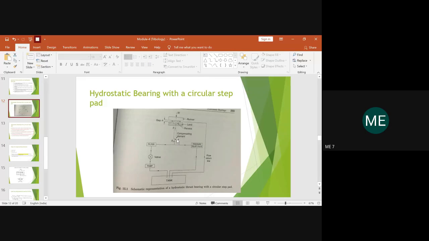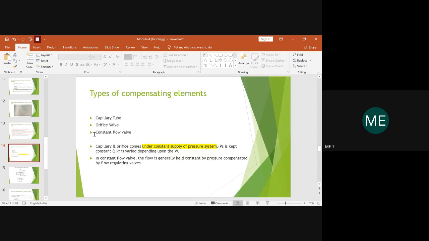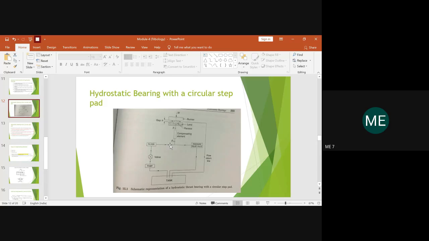Varying the PS value is troublesome work, because you take the oil from the tank, it passes through the pump, you have a valve, it filters, and if the pressure of the supply of the oil film is very high and has to be altered every time, then the initial setting arrangement will be time consuming. So for that purpose, they assume the PS value to be constant. If you use either a capillary tube or an orifice valve, in both cases PS will be held constant. So this value will be constant.